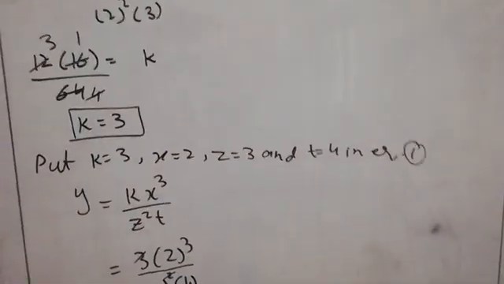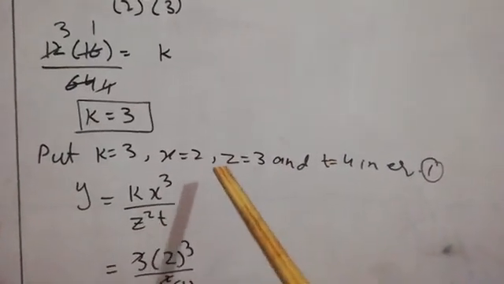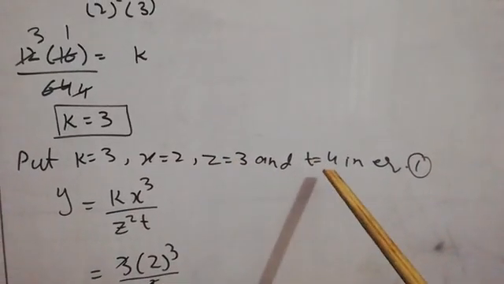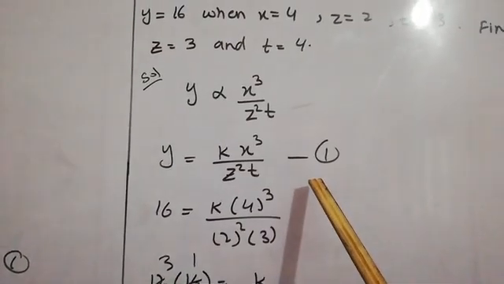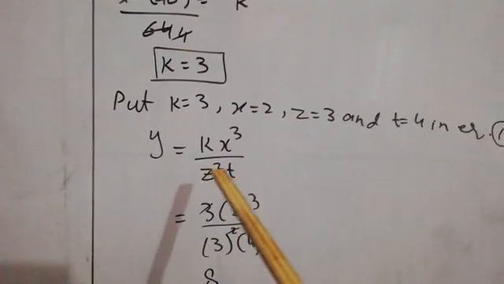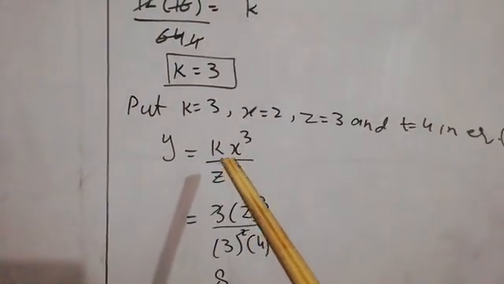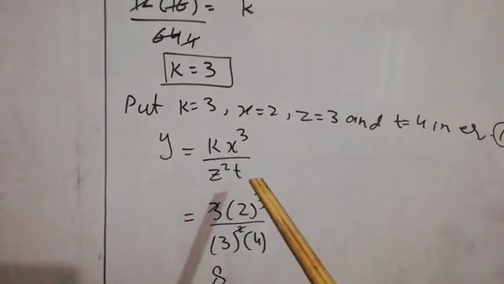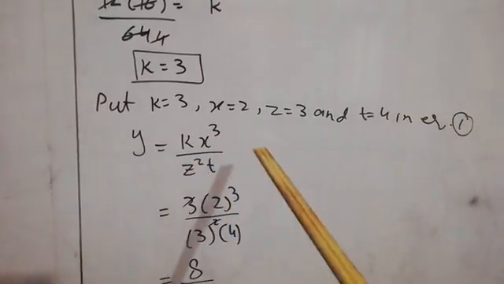Now we will put the value of x equals 2, z equals 3, t equals 4 in equation 1. Equation 1 is this. Now my dear students, first of all write the equation: y equals k x cube by z square t.